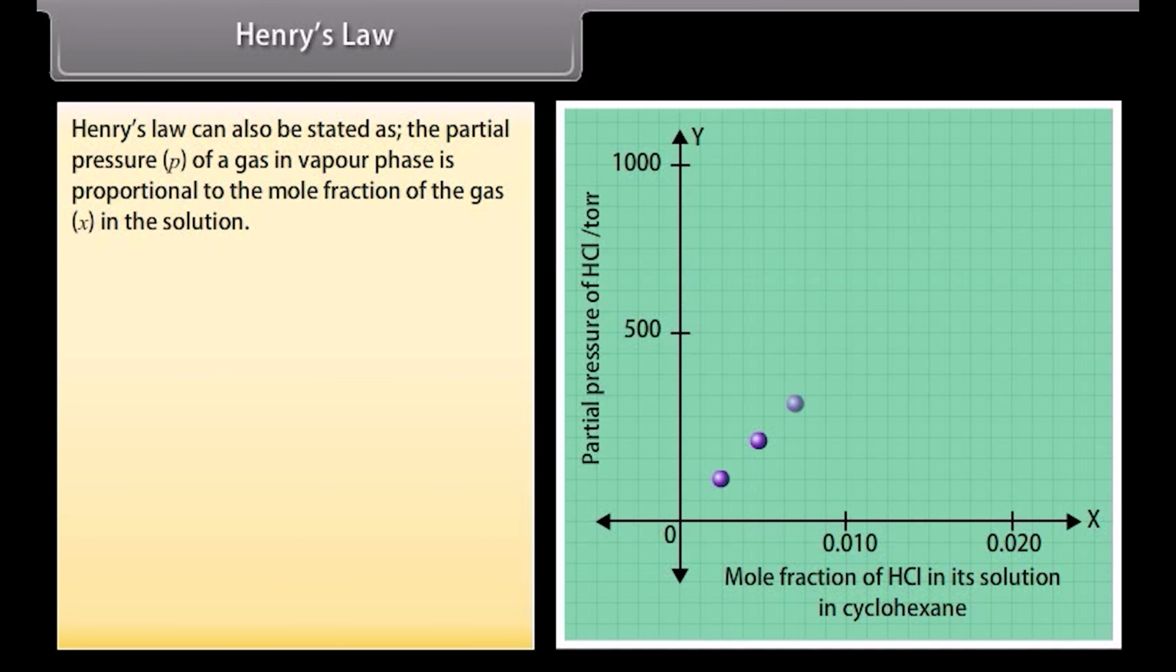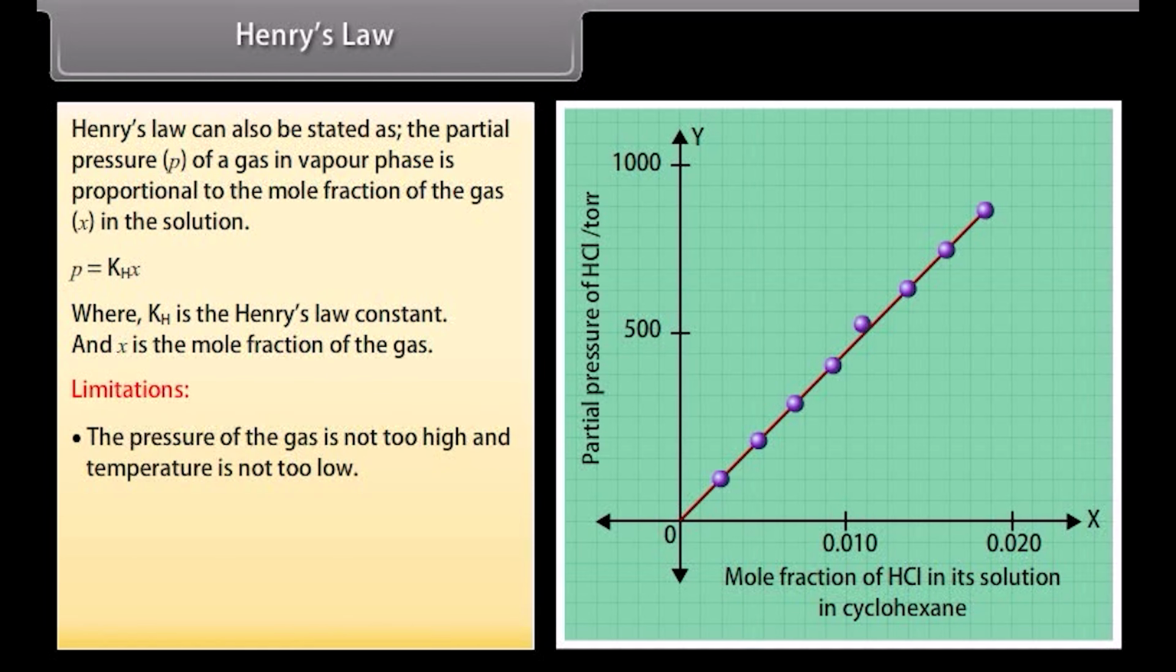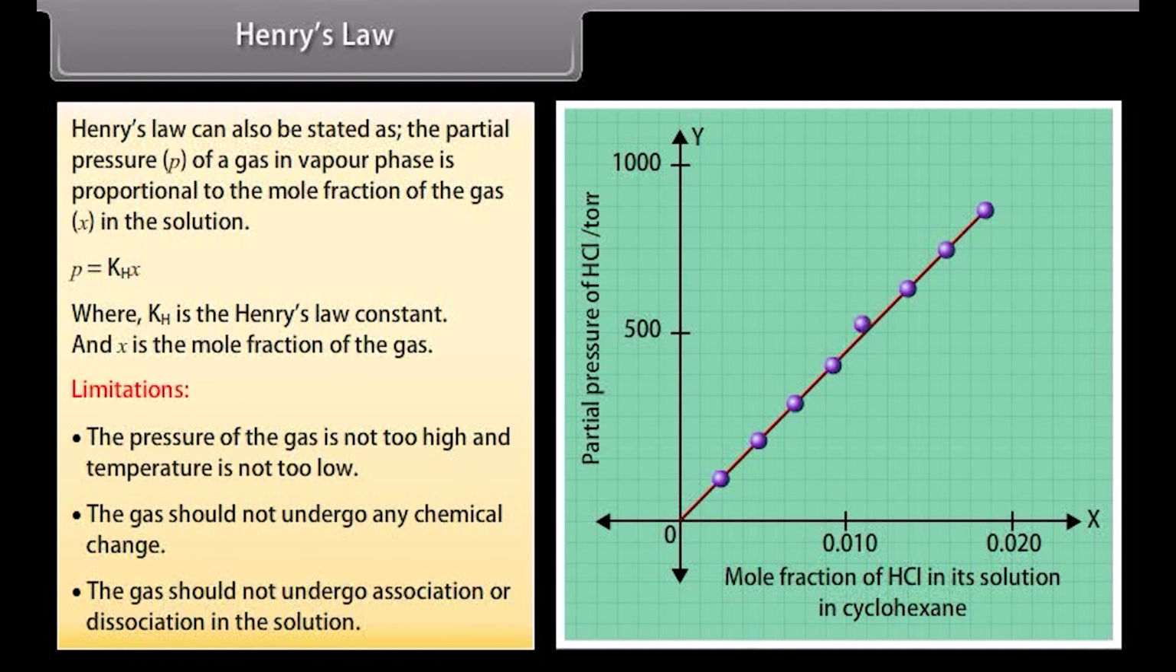Henry's law can also be stated as the partial pressure of a gas in vapor phase is proportional to the mole fraction of the gas in the solution. P = kH x, where kH is the Henry's law constant and x is the mole fraction of the gas. Limitations. The pressure of the gas is not too high and temperature is not too low. The gas should not undergo any chemical change. The gas should not undergo association or dissociation in the solution.